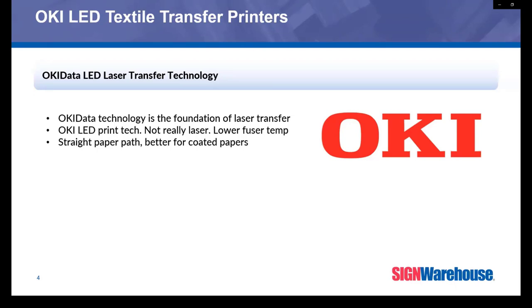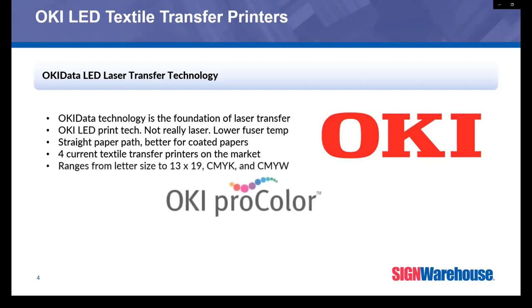And you mentioned white toner, but we should mention that not all Oki LED textile transfer printers have that feature. They offer a pretty diverse lineup. There are CMYK printers, CMYW printers, and a CMYK plus white. They've pretty much got all their bases covered, don't they? Indeed they do. And in addition to a variety of toner combinations, they offer LED transfer printers in several sizes, ranging from standard letter-sized desktop printers to tabloid plus machines that can handle paper up to 13 by 19.